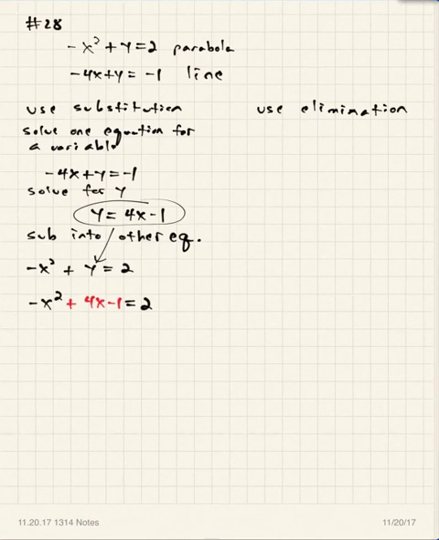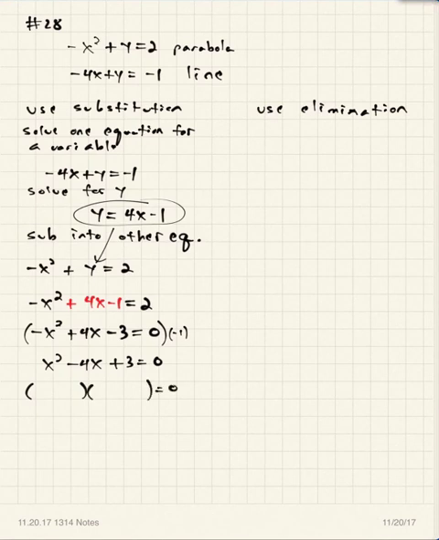All right, so I have a quadratic equation. I get negative x squared plus 4x, and I subtract 2, and I get minus 3 right there equals 0. And then what I would do there, since that's a negative x squared, is I'd multiply everything by negative 1 to make it easier to factor. And I have x squared minus 4x plus 3 equals 0. And sure enough, that's an easy factoring problem. Finally, we get a problem that kind of works out nicely. So you have x minus 3 times x minus 1 equals 0. And so that gives you two solutions, x equals 3 and x equals 1.